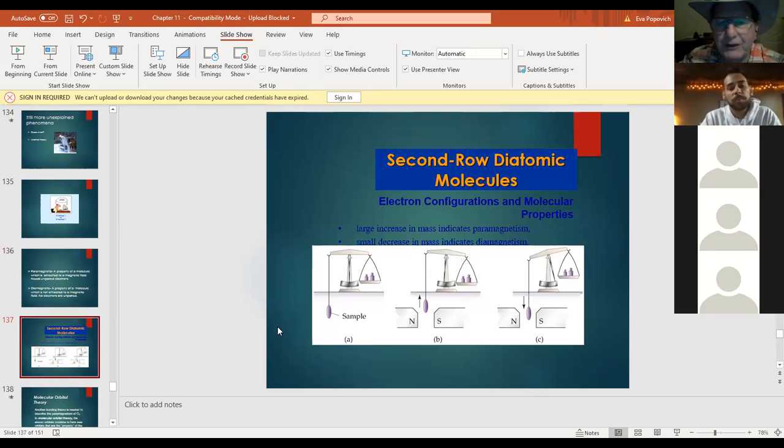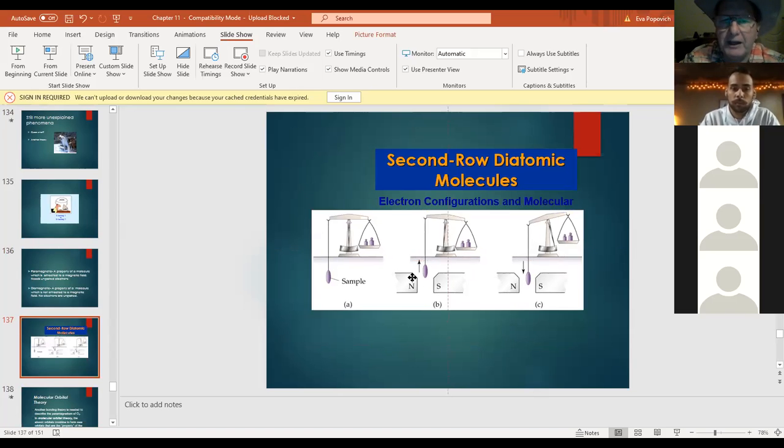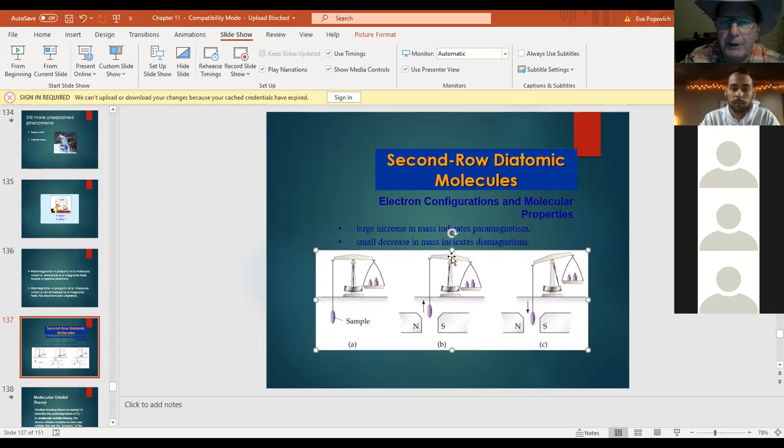So basically what that means is, if you have everything balanced and you put it in a magnetic field, if it is paramagnetic, it's going to be attracted and the weight's going to go up. If it's diamagnetic, there's going to be a slight decrease in the weight.